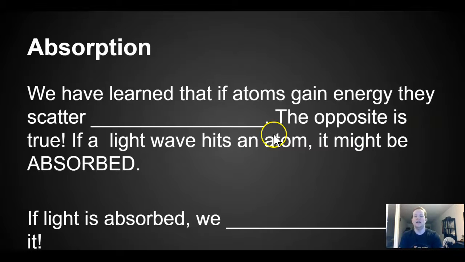Okay. Let's think about some of this in detail. We have learned that if atoms gain energy, if they're given energy, they scatter light. They scatter light waves. Remember, absorb, scatter. The opposite is true. And this process is kind of happening at the same time. If that light wave hits the atom, it gets absorbed.